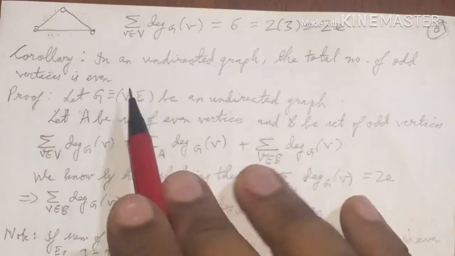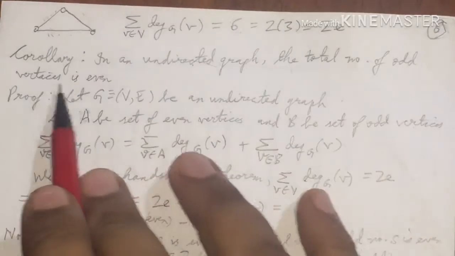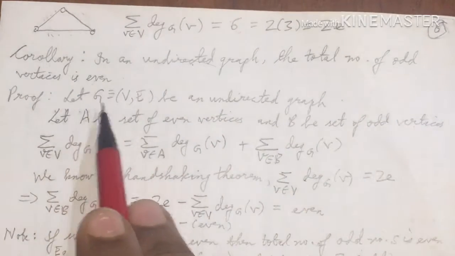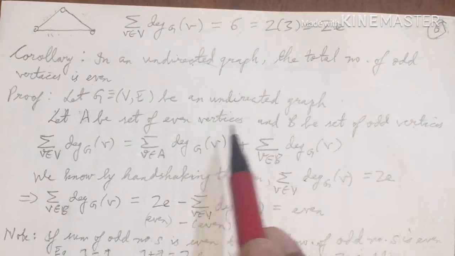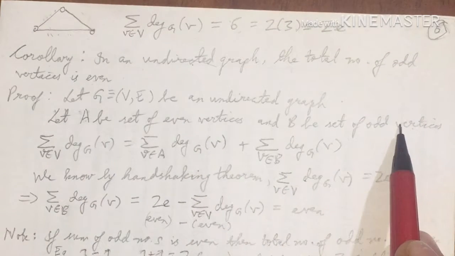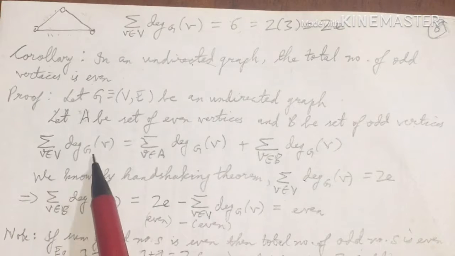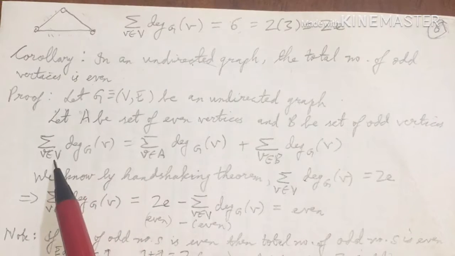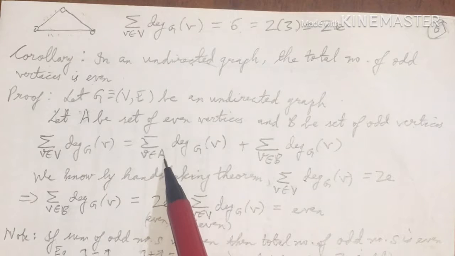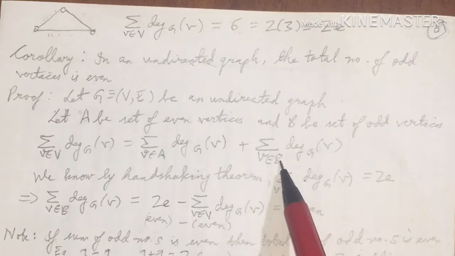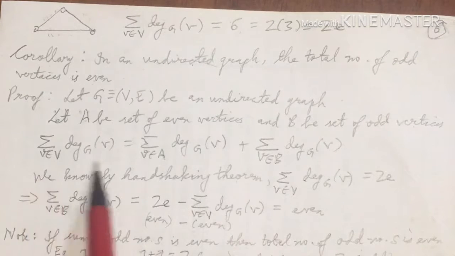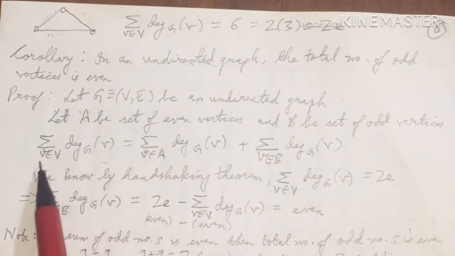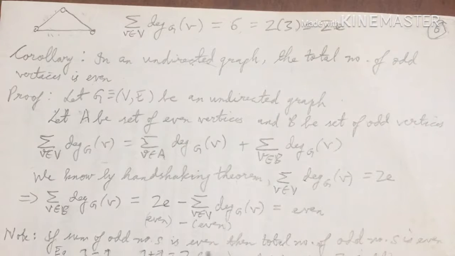Corollary. In an undirected graph, the total number of odd vertices is even. Let G(V, E) be an undirected graph. Let A be the set of even vertices and B be the set of odd vertices. We know that the sum of the degrees of all the vertices will be the sum of the degrees of the odd vertices and the sum of the degrees of the even vertices. We also know by the handshaking theorem that the sum of all the degrees of the vertices is nothing but twice the number of edges. Hence this term becomes 2e.